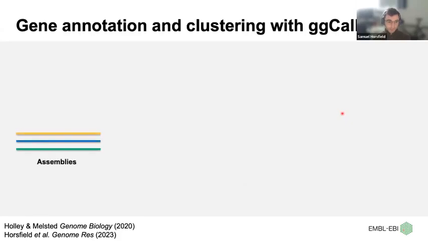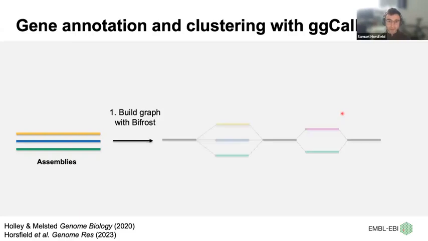So the way in which ggcaller works is that starting from assemblies, the De Bruijn graph, or a compacted De Bruijn graph, is built using Bifrost. This is a highly scalable compacted De Bruijn graph builder, which I've cited down the bottom if you're interested. There's a really nice API to work with as well. I'd recommend, if you wanted to develop any tools for pangenome graphs, this is definitely a great tool to use.